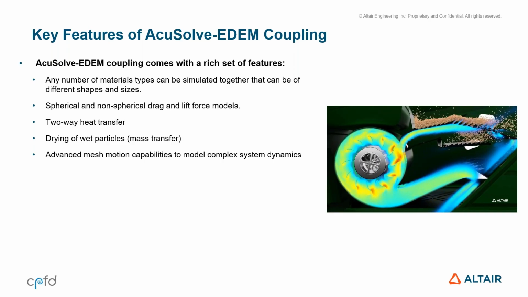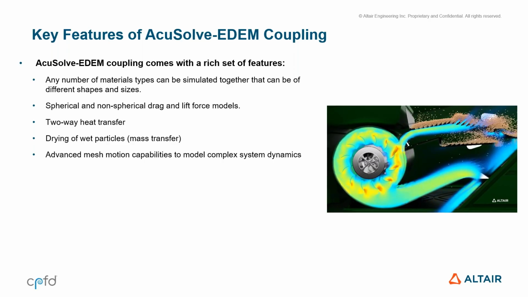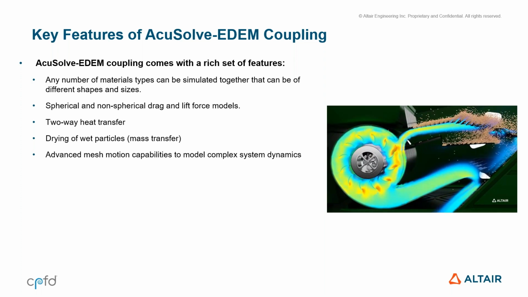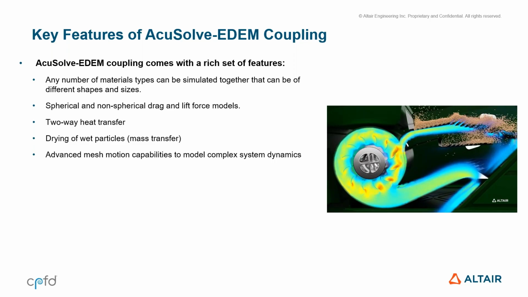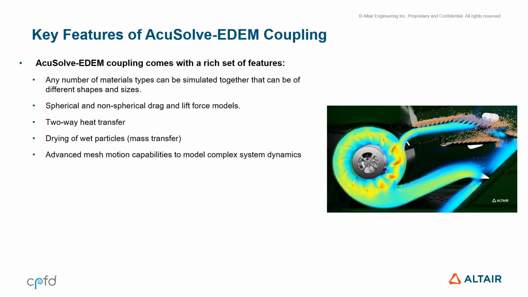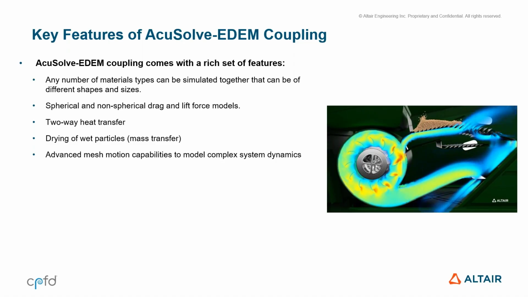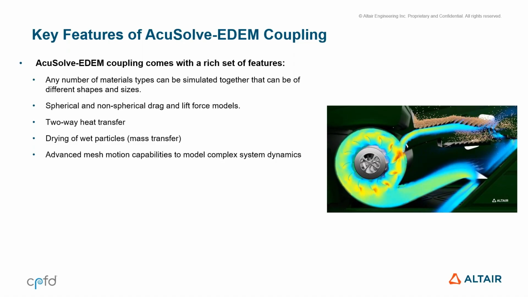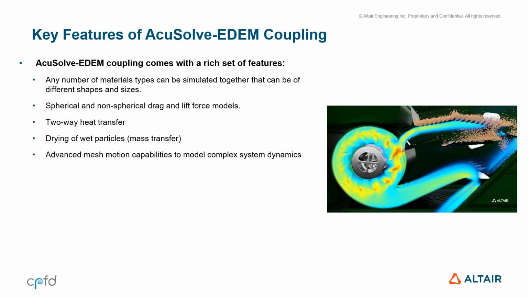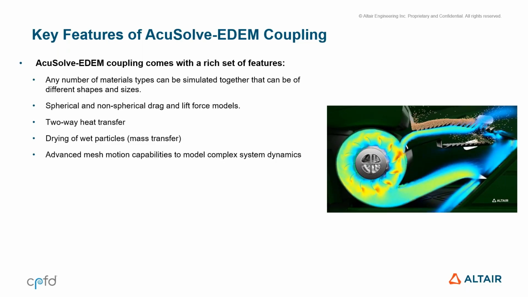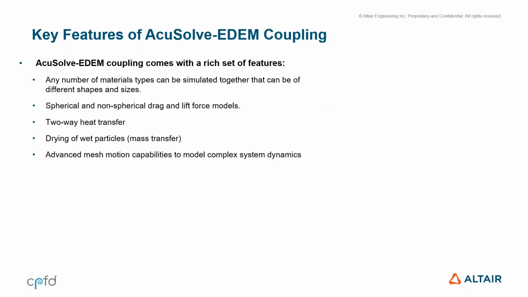Using the strong mesh motion capabilities of AcuSolve EDEM coupling, users can simulate processes like grain separation inside a combine harvester. As you can see in this example, we have two types of motion happening. There is oscillation of the sieve, as well as a blower, which blows air onto the grain that is introduced into the system. The process of separation can be simulated accurately by capturing the accurate motion of these complex components.